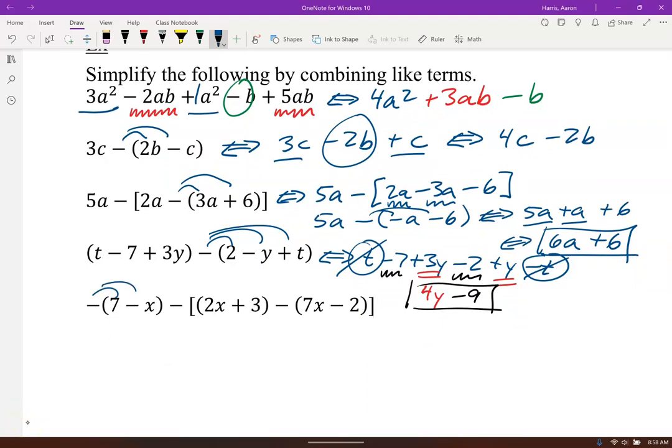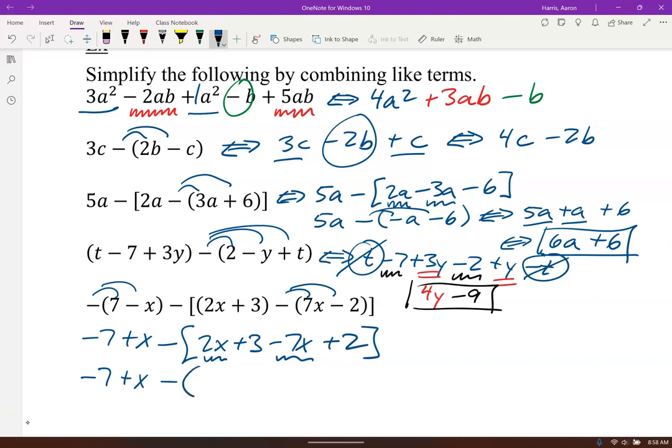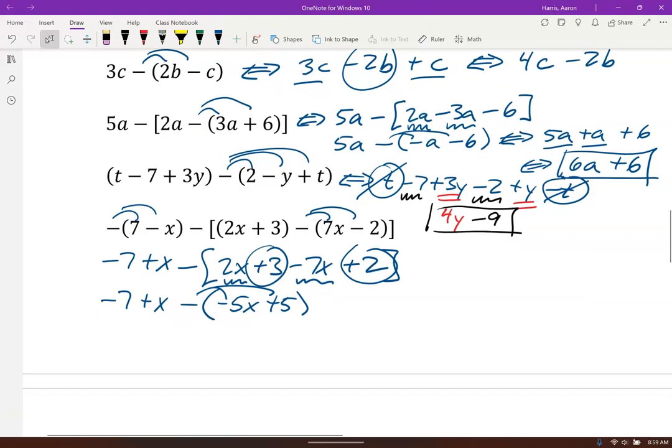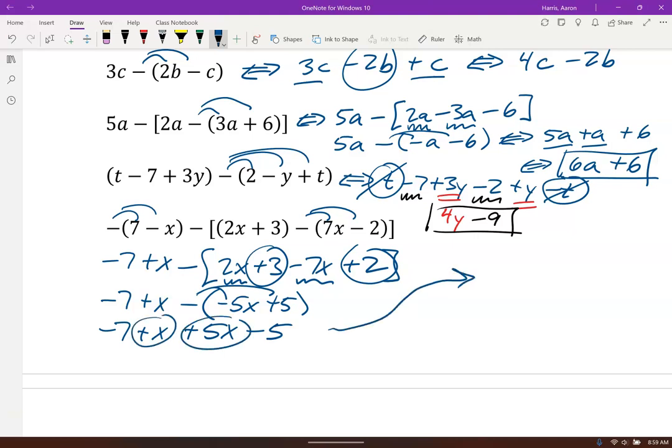We have, I'm going to distribute this. And then I have a 2x plus 3. And distribute that minus 7x plus 2. Combine like terms in here. So 2x minus 7x is a negative 5x. 3 plus 2 is a 5. Now I'm going to distribute that through. So plus 5x minus 5. So we have x plus 5x gives me 6x, and then negative 7 minus 5 minus 12. So we have 6x minus 12 on that.